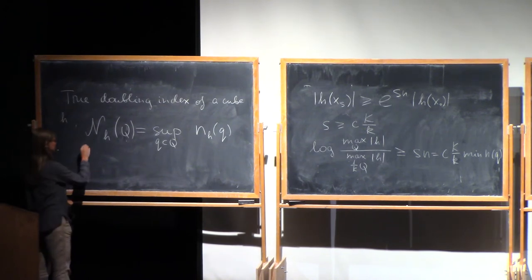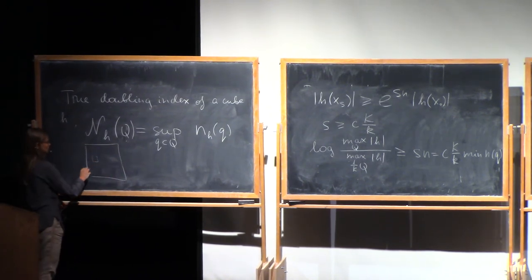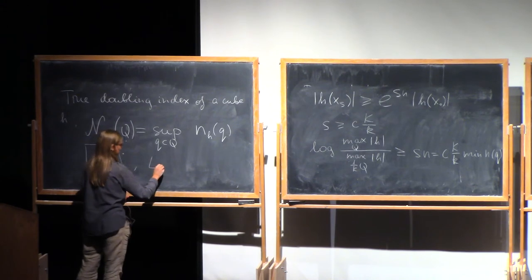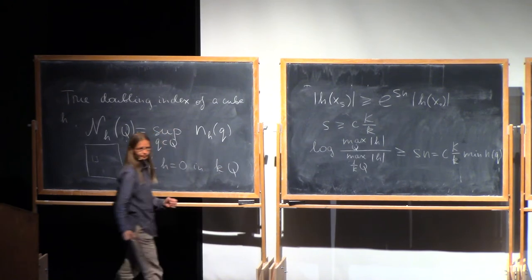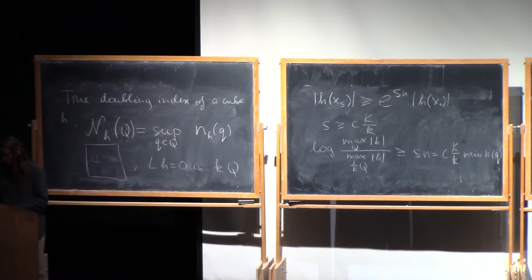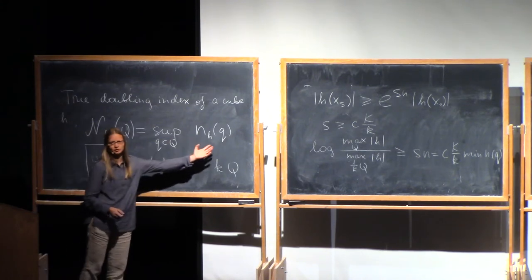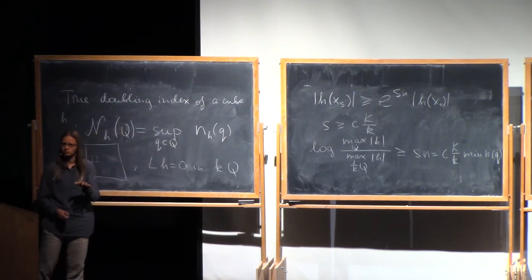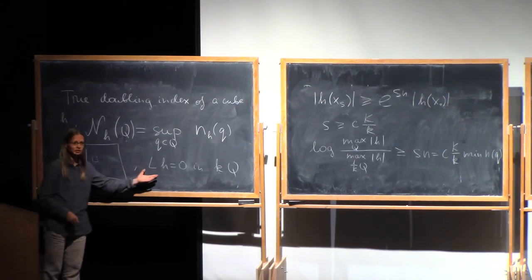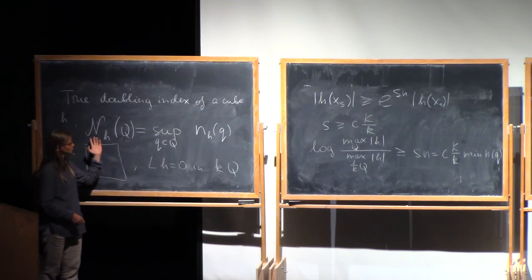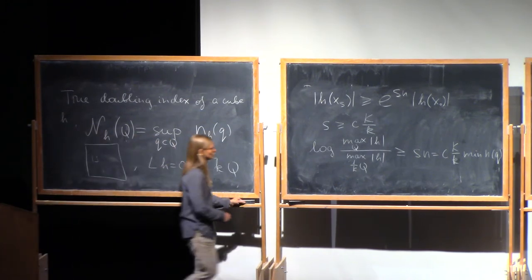So we have a cube. We'll look at all small cubes in our cube Q, look at the doubling index for each one, and take the supremum. So we'll assume that Lh is equal to zero in a large cube there. If you do it for an arbitrary function, you can end up with infinity here, but when we're looking at solutions of elliptic PDEs, we know that we have traces of monotonicity of the doubling, and it tells you that this supremum is finite.